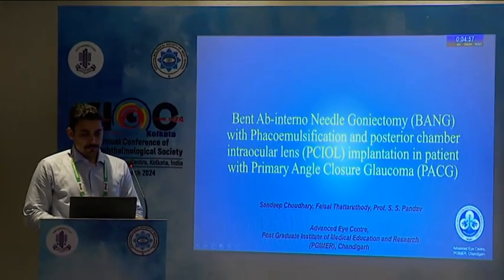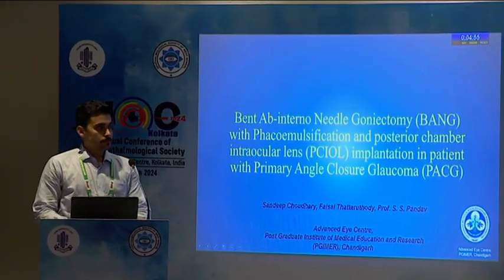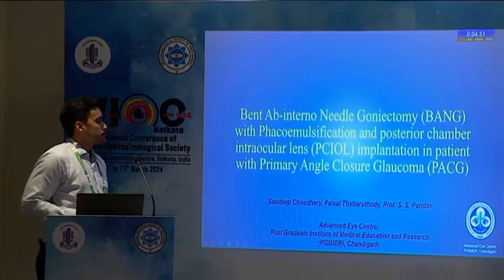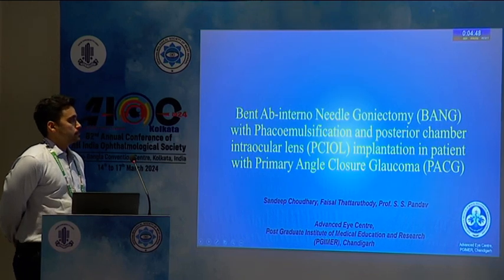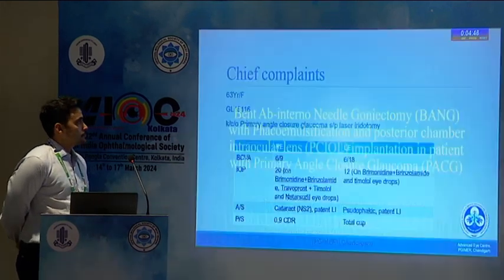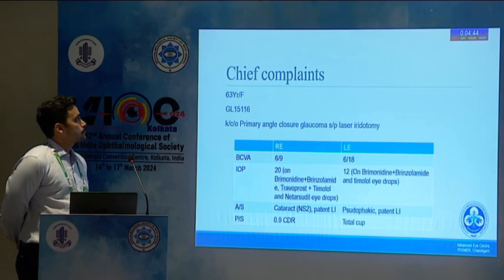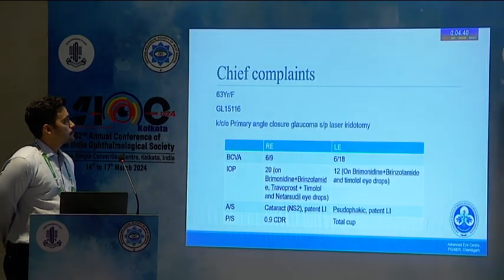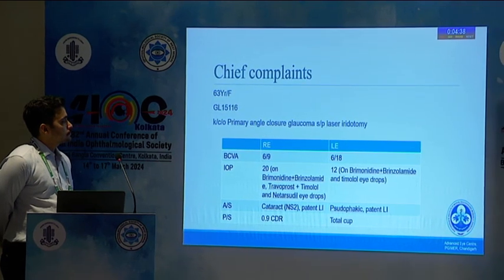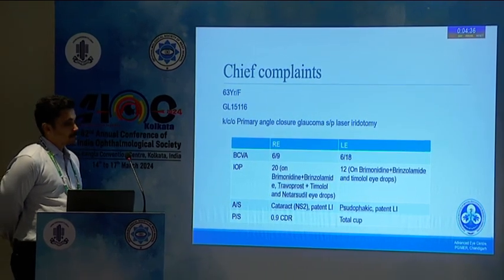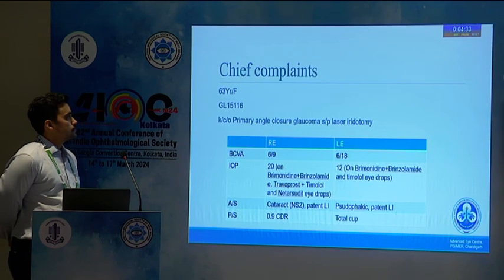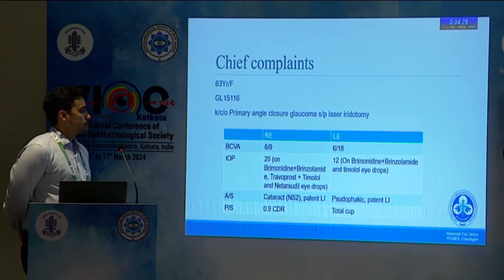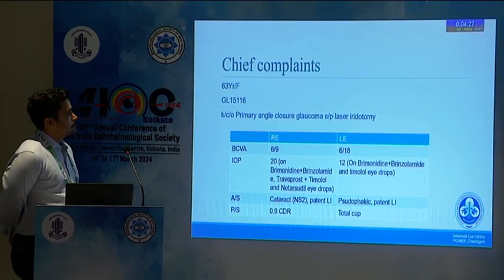Hello everyone, I will be discussing bent ab interno needle goniotomy with phacoemulsification and posterior chamber intraocular lens implantation in patients with primary angle closure glaucoma and cataract as a treatment option. A 63-year-old female with best corrected visual acuity of 6/9, intraocular pressure of 20 on 5 topical anti-glaucoma medications, and nuclear sclerosis grade 2 cataract with advanced glaucomatous changes was planned for a combined procedure in the right eye.